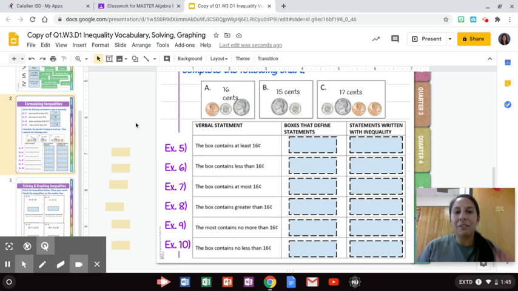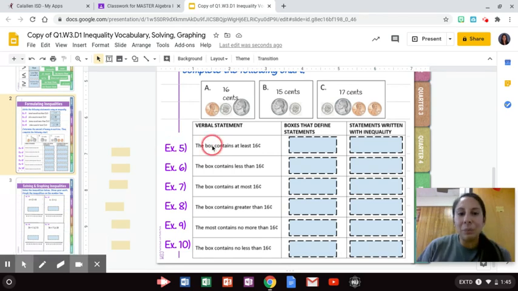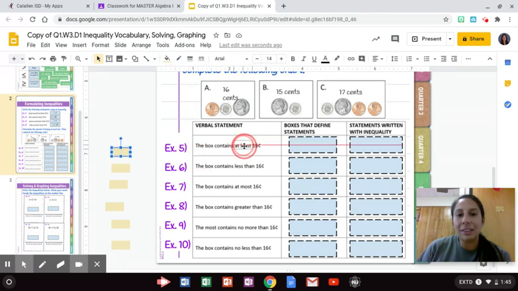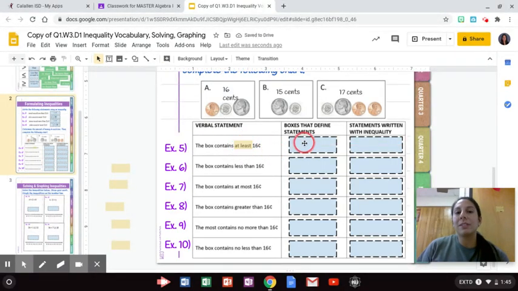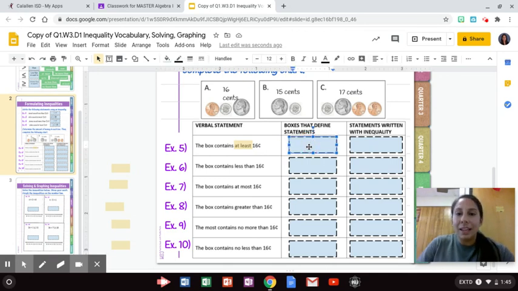Okay, for example 5, we have to figure out which box contains at least 16 cents. So I'm going to grab this little box right here and highlight the section that they're talking about. The key word here is "at least." So I have to figure out which boxes have at least 16 cents. That would be boxes A and C. So I'm going to put here, boxes that fit the statement: A and C.